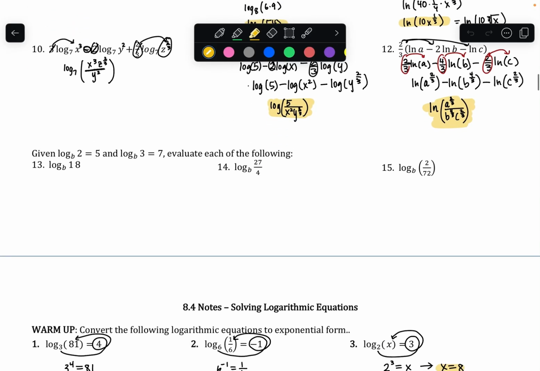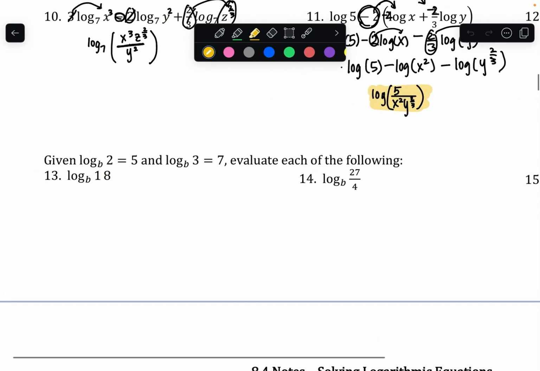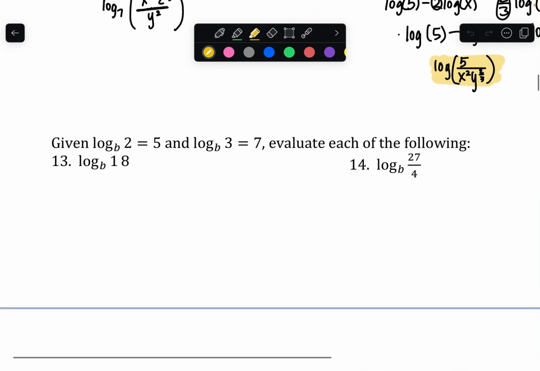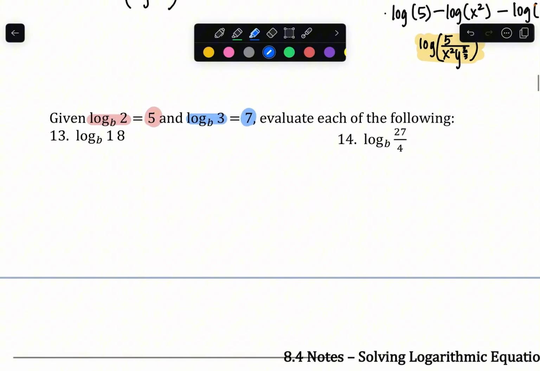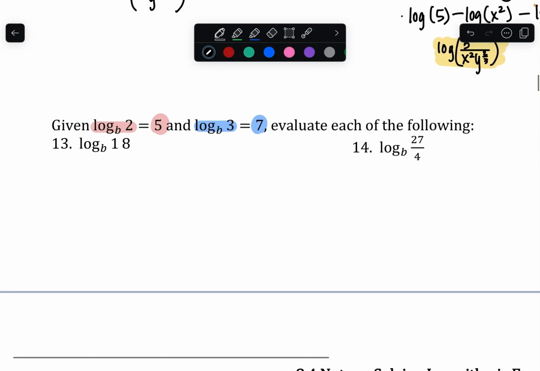All right, these last examples are very similar to how they ask log questions on the SAT. And so they're giving me that log base b of 2 is equal to 5. And they're also telling me log base b of 3 is 7. So anytime we see log base b of 3, we're going to replace it with a 7. Anytime we see log base b of 2, we're going to replace it with a 5. And so they're asking me what log base b of 18 is.